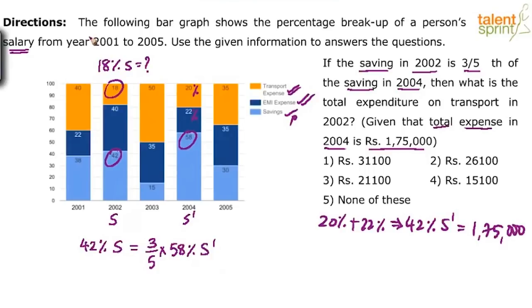But what is important is, did you understand the question properly? I'm sure a lot of you have gone wrong, misunderstanding that this is the total salary for the year 2004. It is not. 1,75,000 is not the total salary. 1,75,000 is the total expense of the year 2004. You understand? And total expense here means the transport expense and the EMI expense, but not the savings.